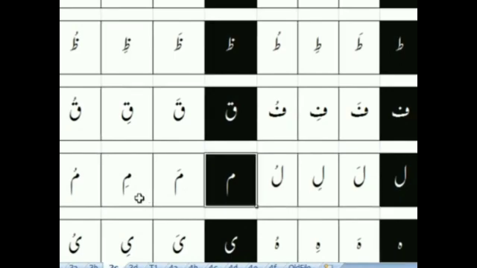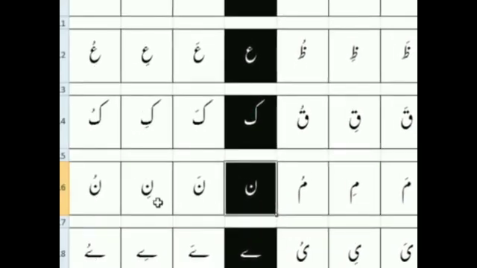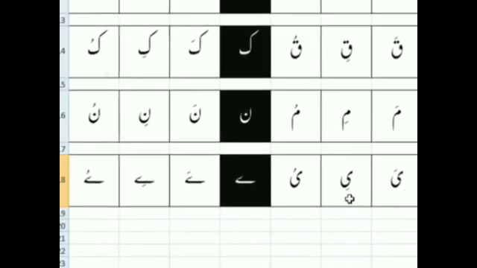Mim zabar ma, mim zer mi, mim pesh mu. Noon zabar na, noon zer ni, noon pesh nu. Vau zabar va, vau zer vi, vau pesh vu. He zabar ha, he zer hi, he pesh hu. Ye zabar ya, ye zer yi, ye pesh yu. This is badi ye, ye zabar ya, ye zer yi, and ye pesh yu.